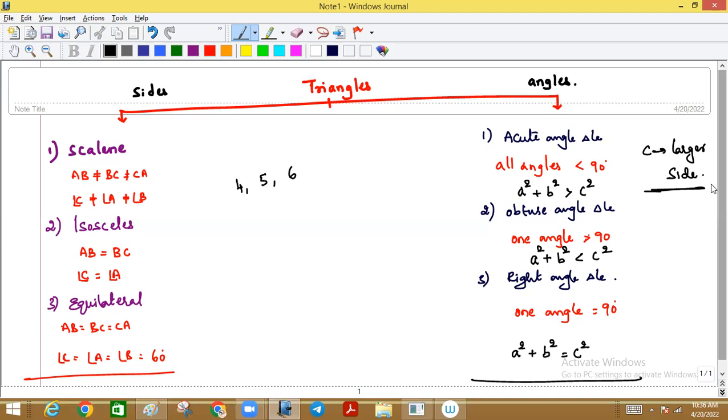Based on angles, you can say by using the angles. Based on sides also, you can decide whether it is acute or obtuse or right. Right means A square plus B square equal to C square. Acute means A square plus B square will be greater than C square. Okay, obtuse means A square plus B square is lesser than C square. Okay, copy this. After that, we'll see what is an equilateral triangle and right angle triangle.